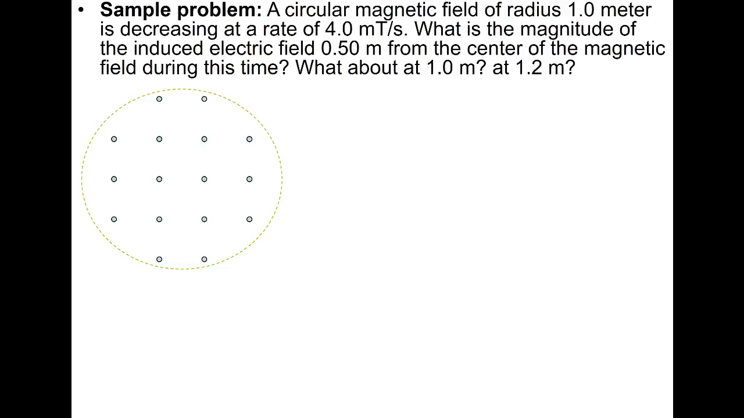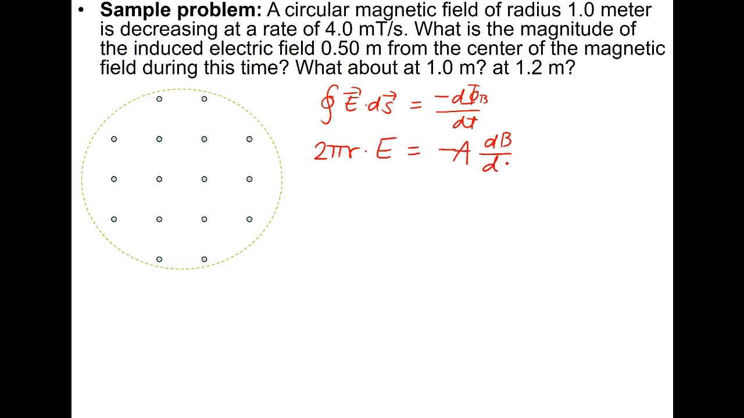So what we want to set up here is our loop integral, that the integral of E dot ds at a particular place is going to be equal to negative d flux dt. Now, this E ds is going to be essentially 2 pi r times the value of the electric field, and then this is going to be negative A dB/dt. Now, it's important to point out that this A right here is equal to pi R squared. And this is not necessarily the same as this r right here.